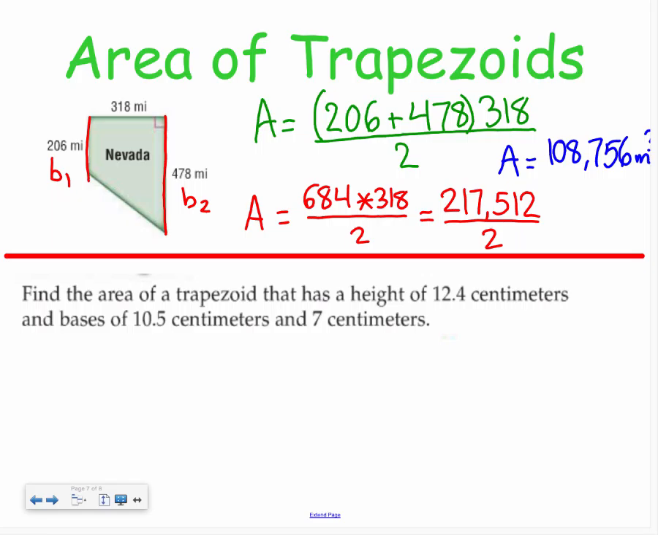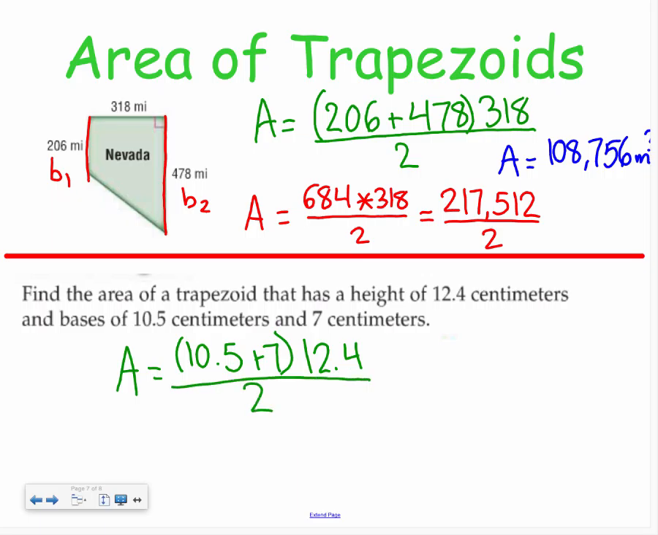They may not always give you the picture, so the word problem down below, we have the height is 12.4 centimeters, and the two bases of 10.5 and 7 centimeters. So we write down our initial formula. We take our base of 10.5, add 7, multiply by the height of 12.4, and divide by 2.